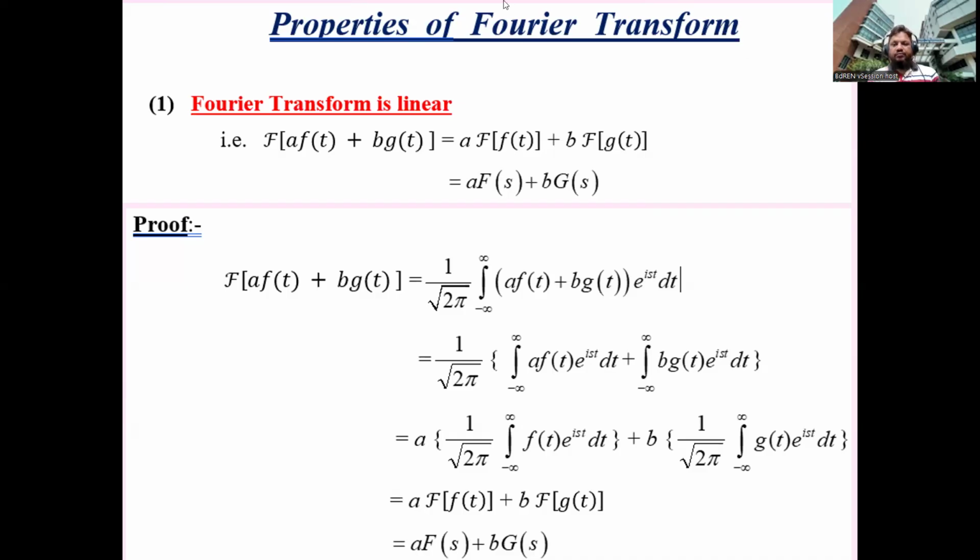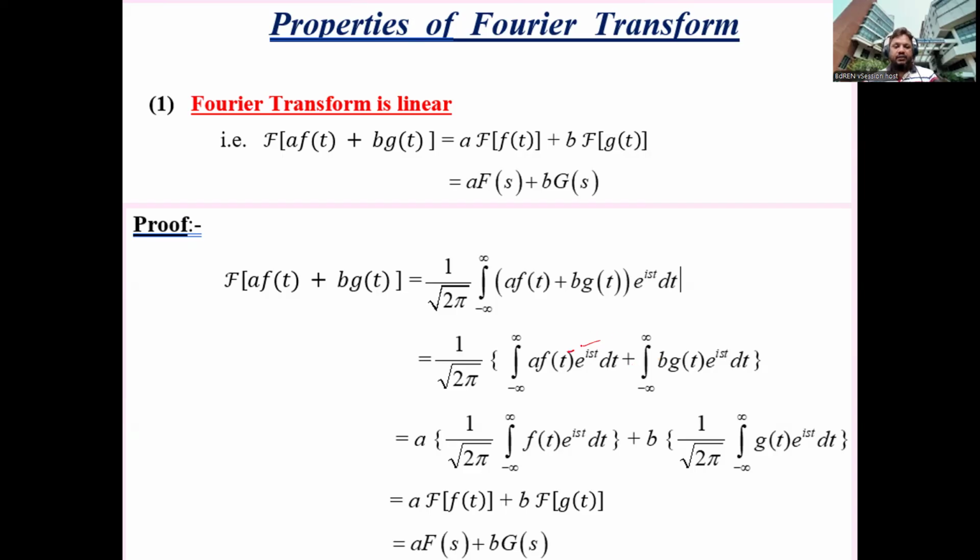Today's topic is Fourier transform, properties of Fourier transform. Okay, so our first property is that Fourier transform is linear. It is like Laplace transform, just as Laplace transform is linear. That is, Fourier transform is linear here.